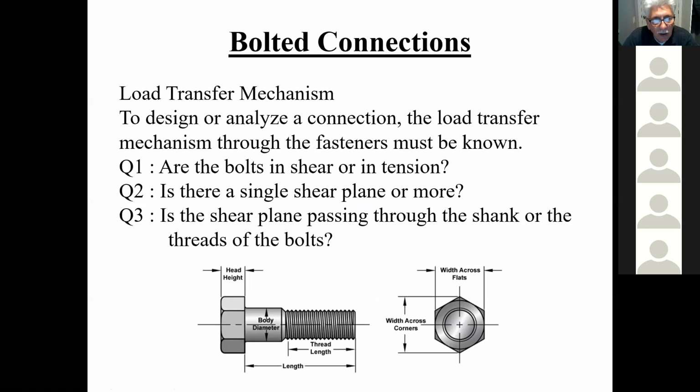Is there a single shear plane or more? More. Yes, there's more, because you have one bolt going through one angle and one going through the other angle. So therefore you have more than one shear plane. Now, is the shear plane passing through the shank or the threads? Here I said that the threads are excluded. Therefore, we know it's going through the shank. So those are three questions you should always ask yourself when you're designing a connection.